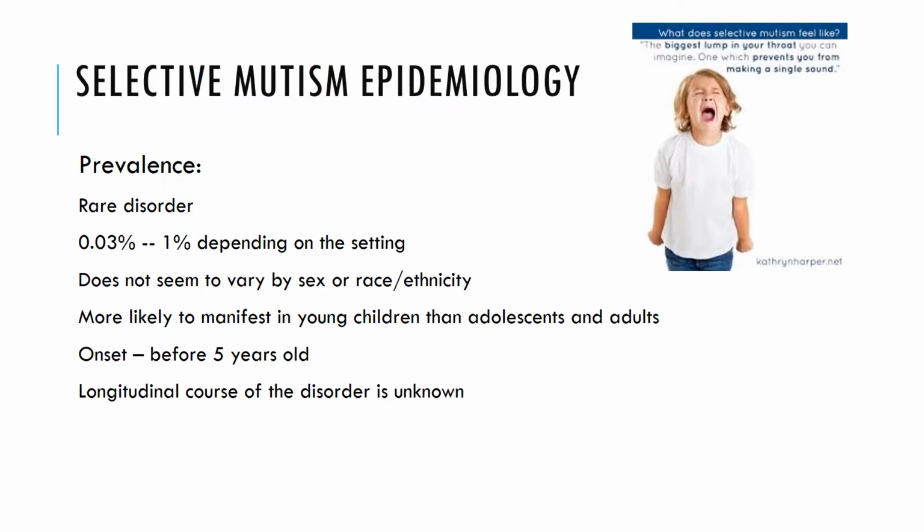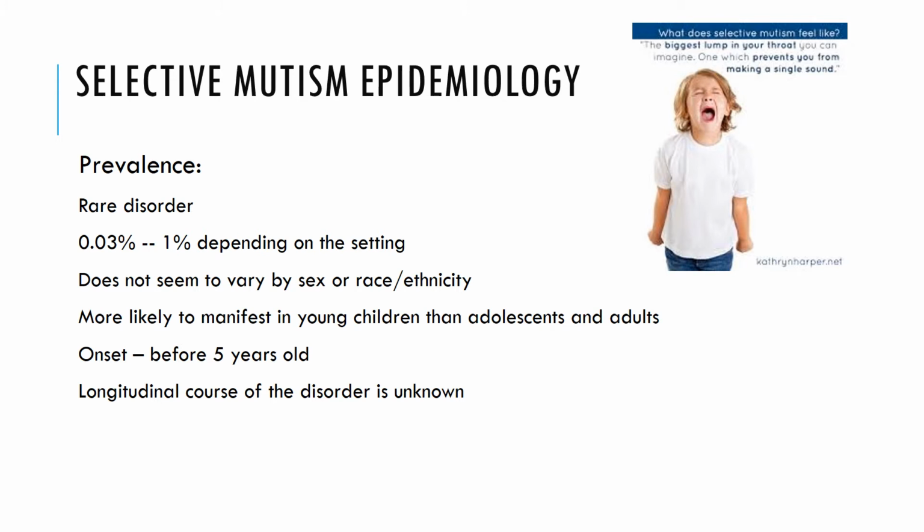Here's the epidemiology of selective mutism. So the prevalence, it's a very rare disorder, again, 0.03% to 1% depending on the setting. So that's looking at school versus home versus in social situations. It does not seem to vary by sex or race or ethnicity, so it's pretty equal.